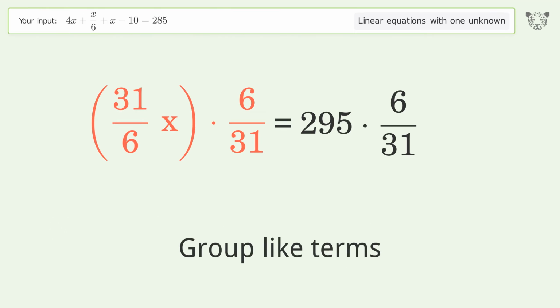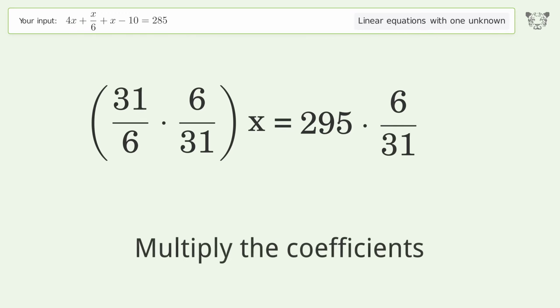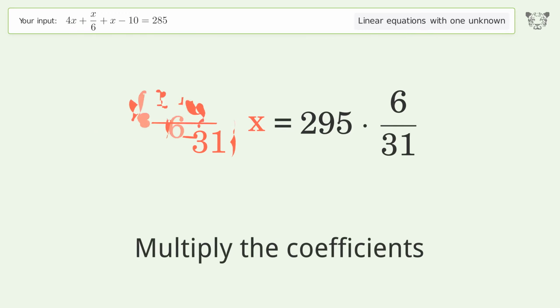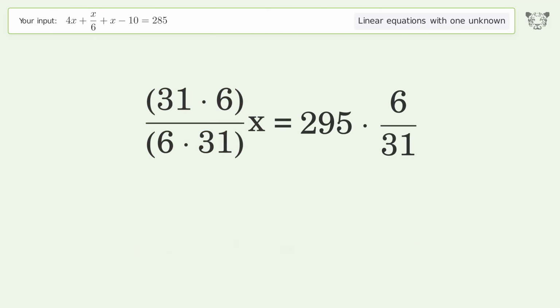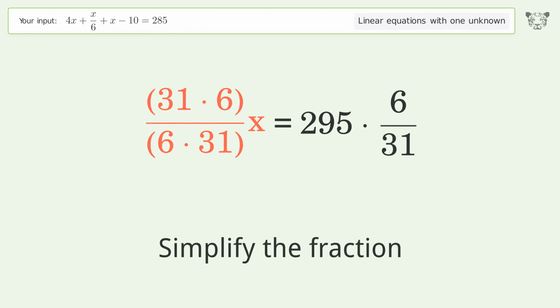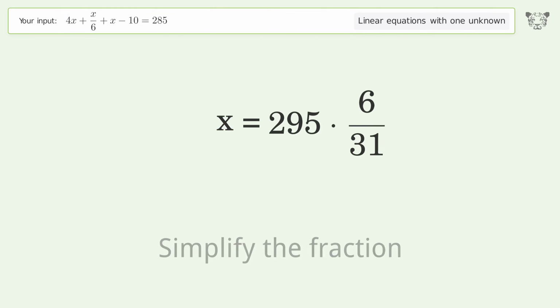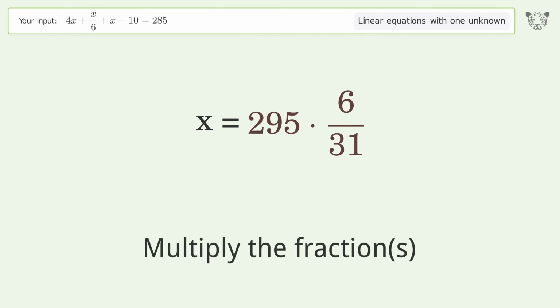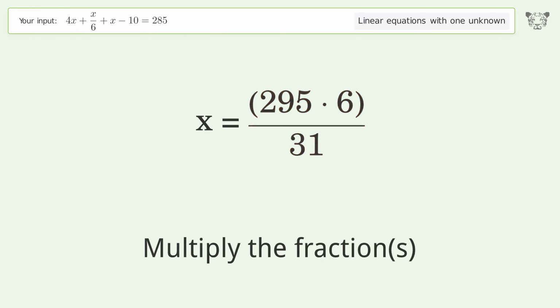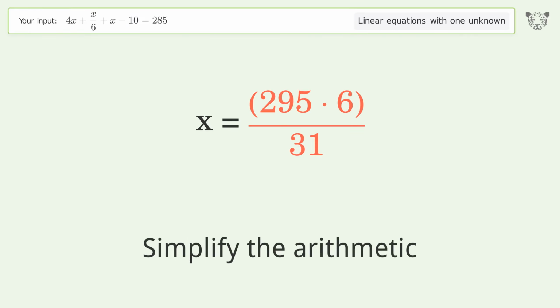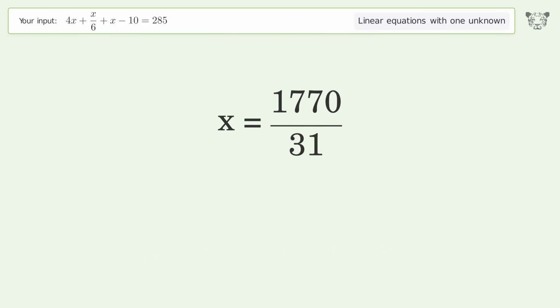Group like terms. Multiply the coefficients. Simplify the fraction. Multiply the fractions. Simplify the arithmetic. And so the final result is x equals 1770 over 31.